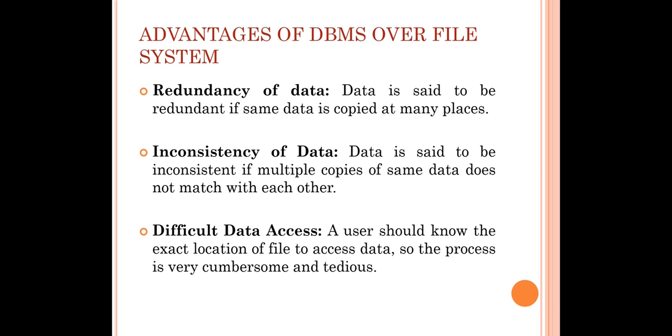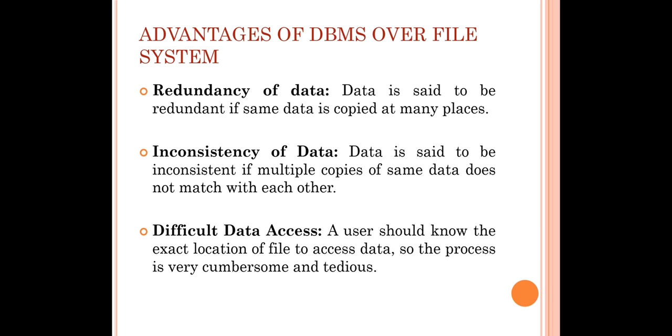Then we will discuss the point inconsistency of data. Data is said to be inconsistent if multiple copies of the same data do not match with each other. Suppose a student is enrolled for two courses and we have the student address stored twice. Now let's say the student requests to change his address. If the address is changed at one place and not on all the other records, then this can lead to data inconsistency.